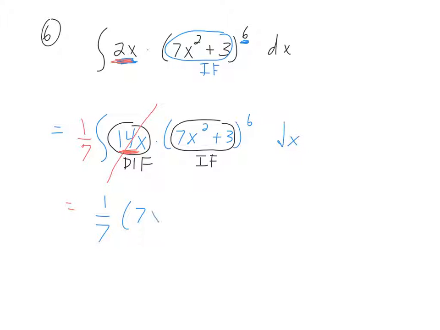So the 1 over 7 comes along for the ride. The inner function always comes along for the ride. And then because we have a power here, we're going to use our power rule. So we would add 1 and get 7 and then divide by that 7. So that's going to give us 1 over 49 times this quantity to the 7th and then plus c.